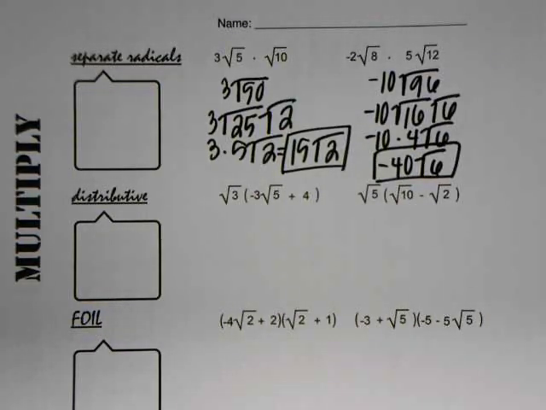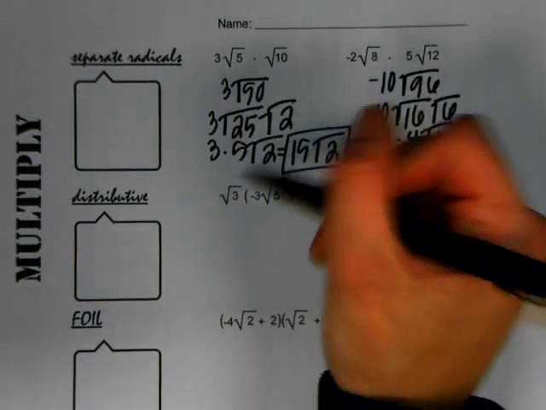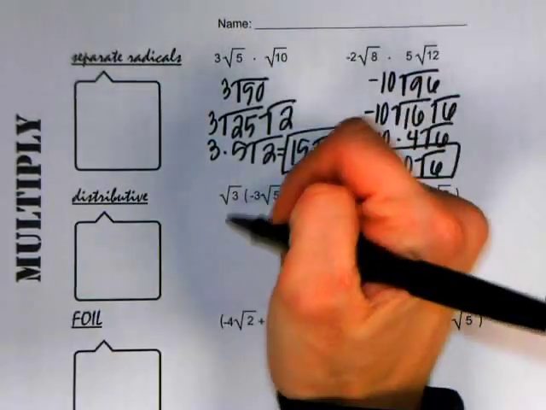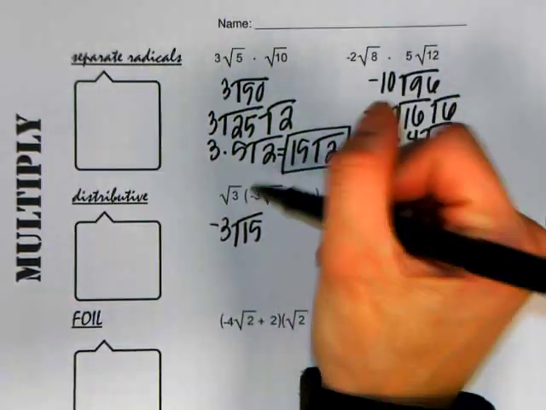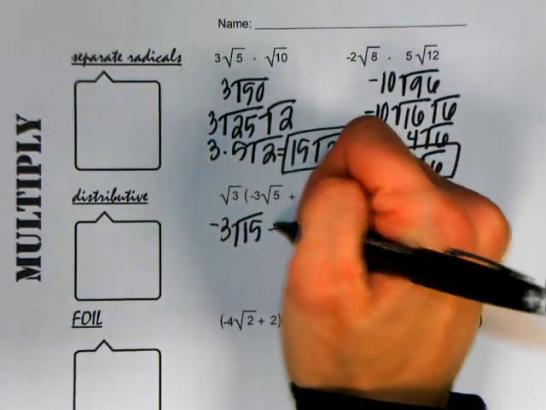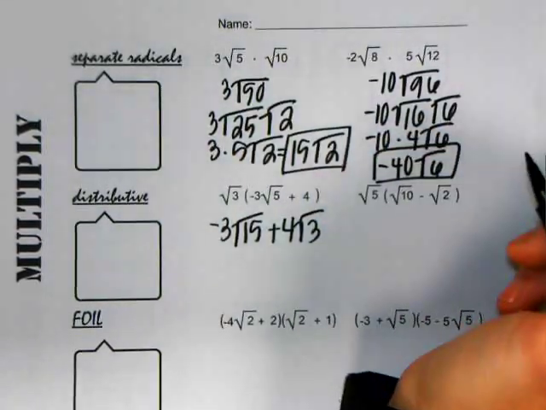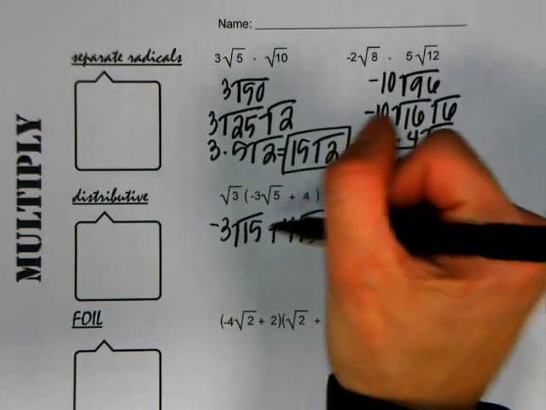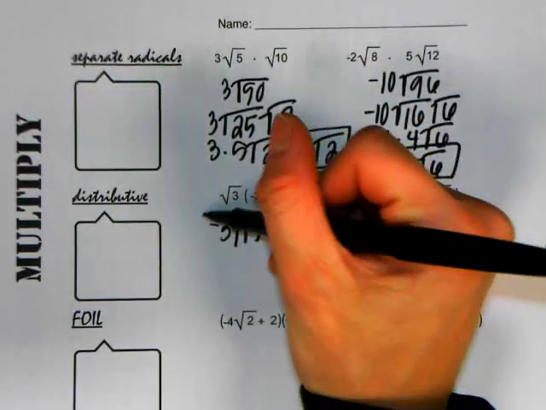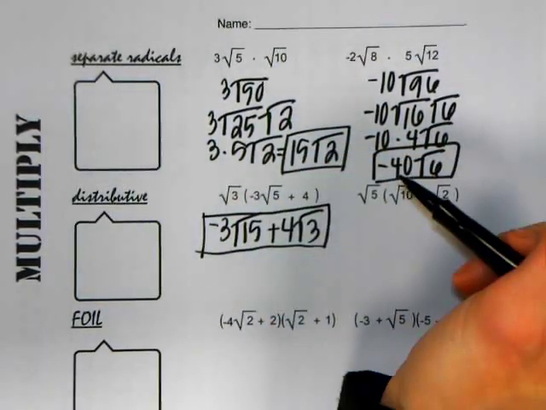All right, distributive property. So radical 3 times negative 3 radical 5 is just negative 3 radical 15. Radical 3 times 4 is just 4 radical 3. And then check to see if anything can be simplified. It cannot, because those are not like radicals and you can't break them down at all. So you're done there.